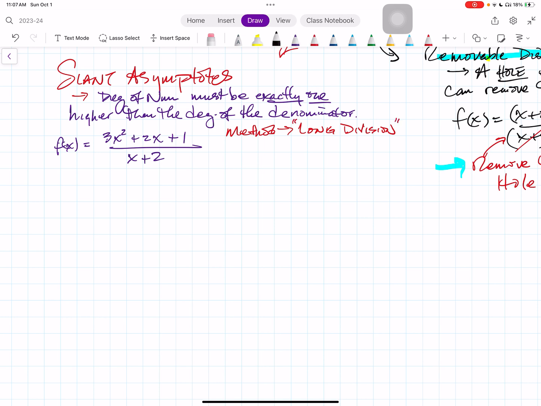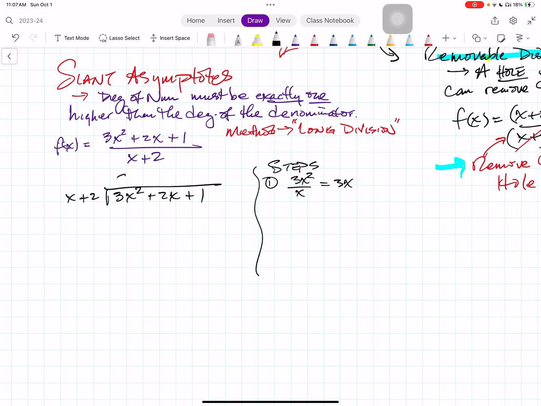So let's do it. We have to take 3x squared plus 2x plus 1, and divide it by, well, guess what? x plus 2, and let's see what we get. I'm going to do the steps over here. Step number 1, you take 3x squared divided by x to get 3x. That goes in the quotient.